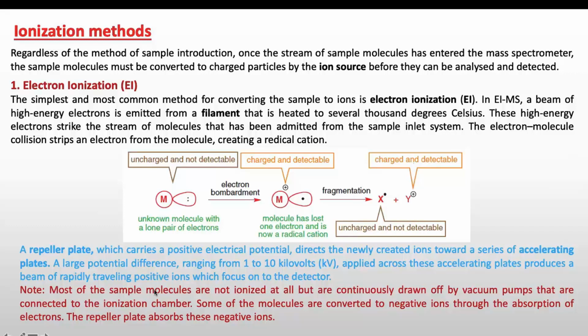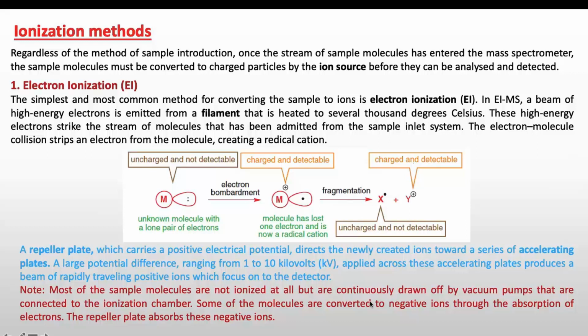Now you have to note that most of the sample molecules are not ionized when you are bombarding them with electrons, but are continuously drawn off by a vacuum pump. This means that when you bombard your neutral molecules with electrons, only some part of the sample is converted to radical cations. The part which is not converted is drawn off by the vacuum pump, which is connected to the ionization chamber.